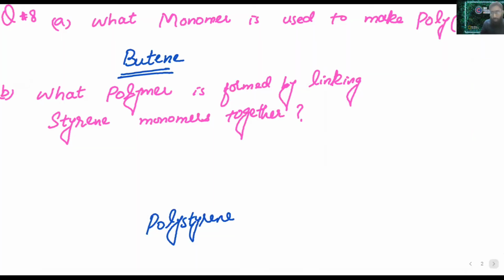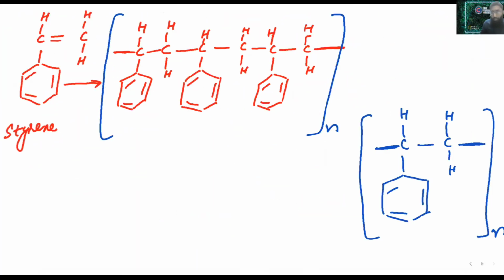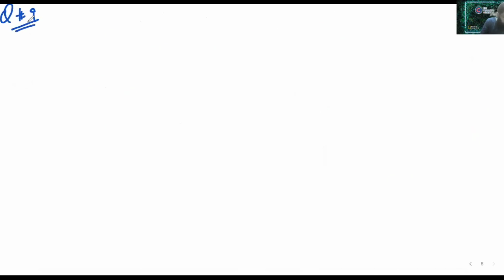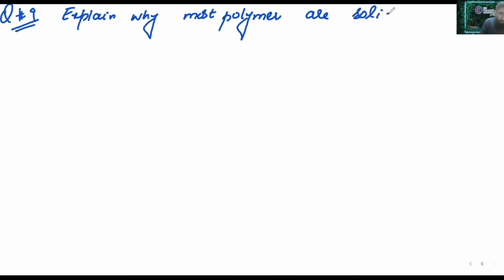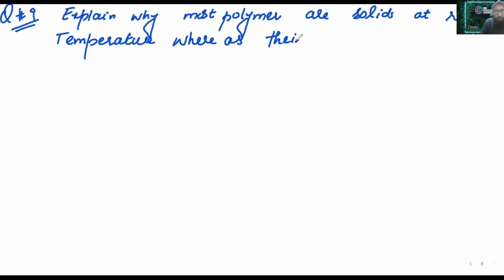So the next question, which is question number 9. Let me write the statement of question number 9. Explain why most polymers are solids at room temperature, whereas their monomers are liquid or gases.